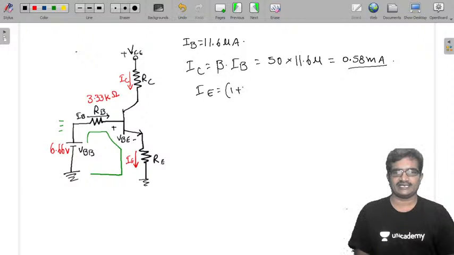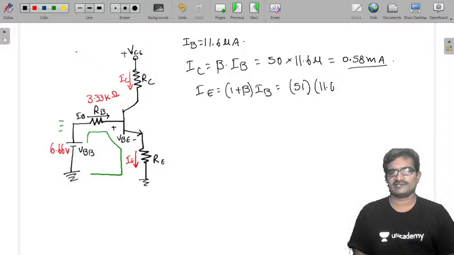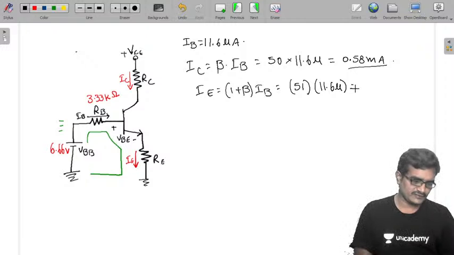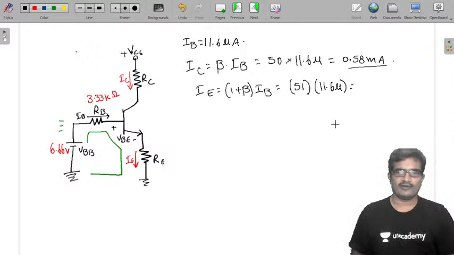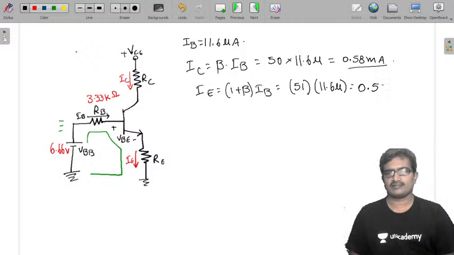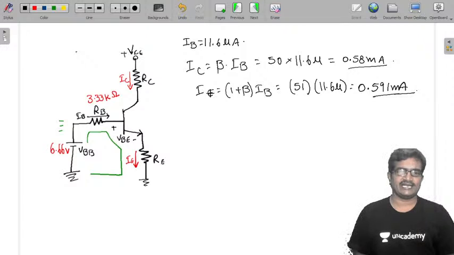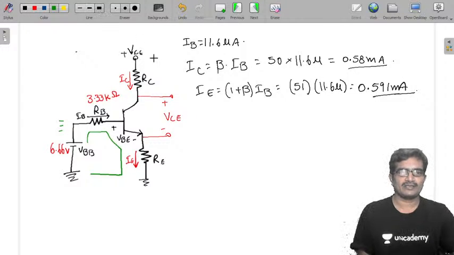And I am going to IE also. IE is 1 plus beta times IB. So that is 51 into 11.6 micro. So 51 into 11.6 is 0.591 milliamperes. Okay, that is IC and IE. Now we need to calculate VCE. For that, just apply KVL to the output loop.